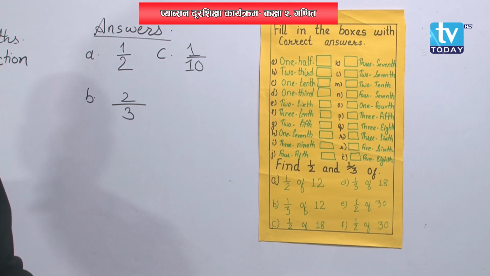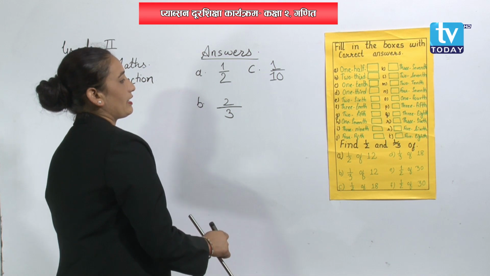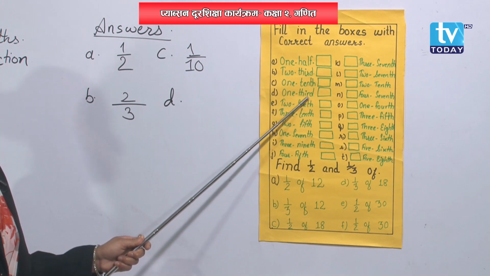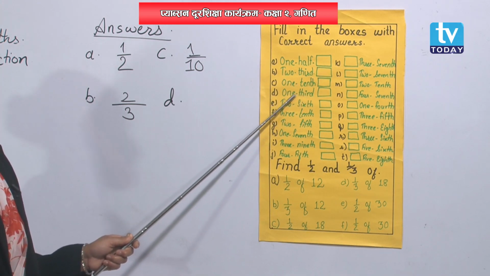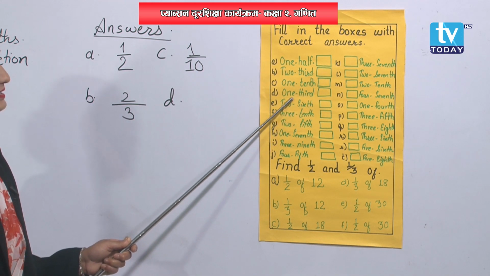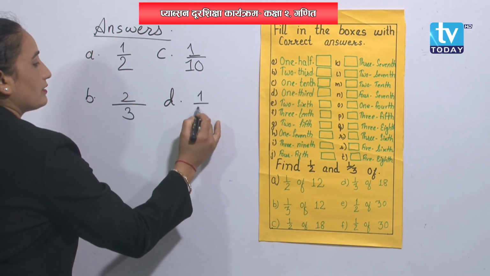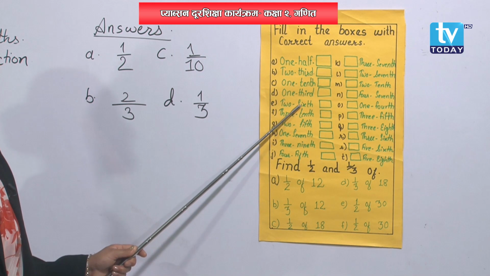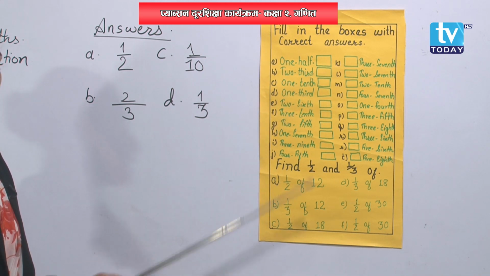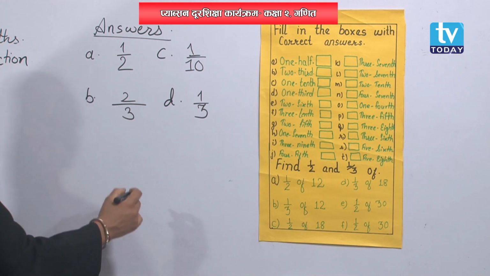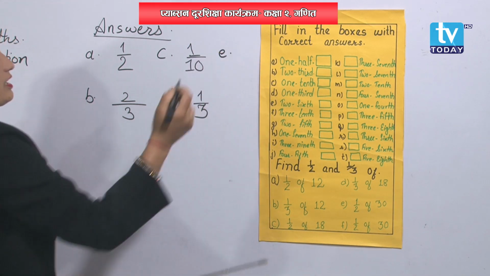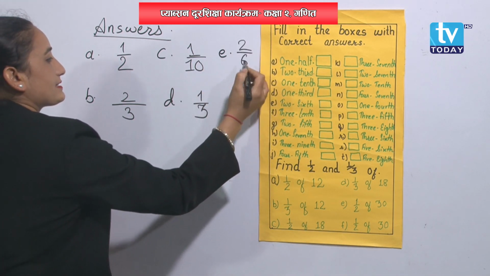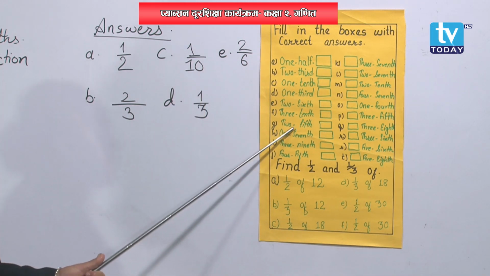Now after C, let's write in D number. What is written over there? 1/3. Right. How to write? Out of 3 parts, 1 part is shaded. So write down 1/3. Then after that, E number, it's written 2/6. How to write 2/6? Out of 6 parts, 2 parts are shaded. So write down 2/6.